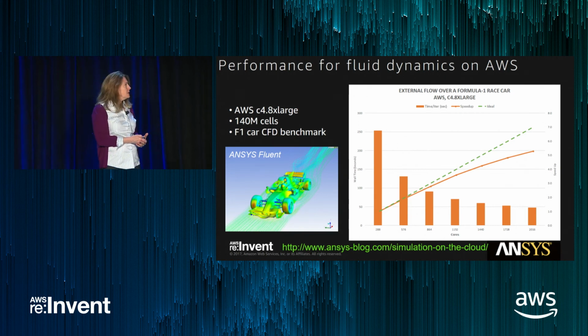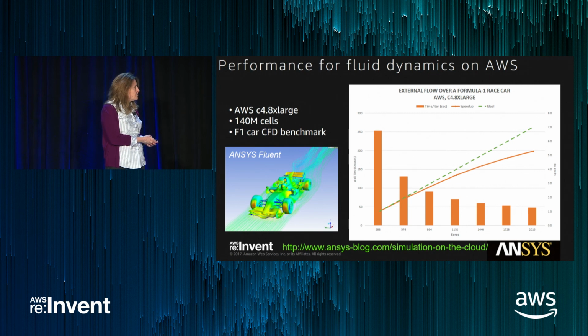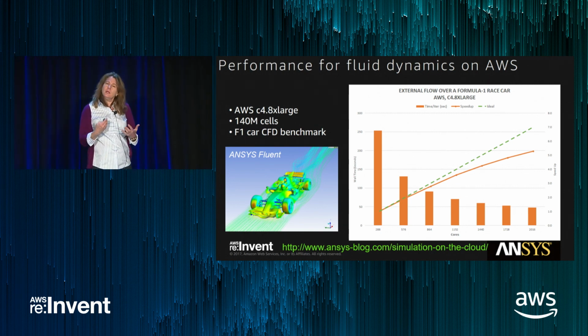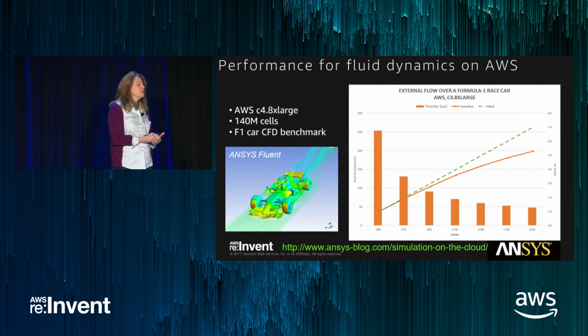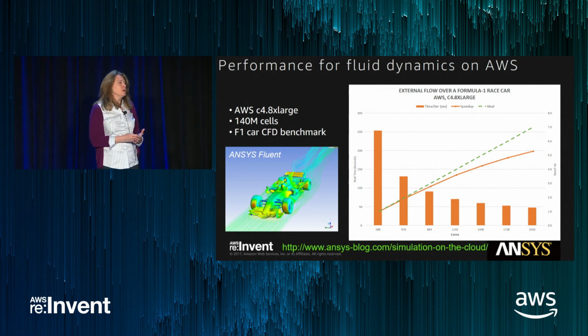And here's the same scale-up curve for ANSYS Fluent. This case, you can see, is run on over 2,000 cores. It's a big case. It runs well on AWS. ANSYS Fluent runs very well on AWS, but if you have a small case, you're not going to scale to 2,000 cores, but you will scale to hundreds or maybe 1,000 cores.